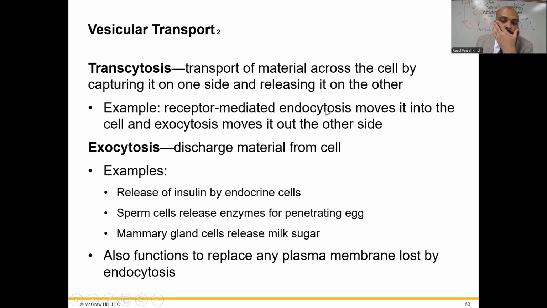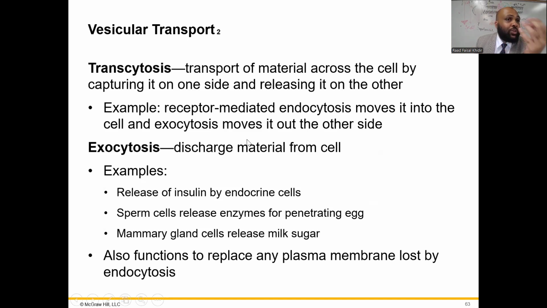Transcytosis. Transcytosis is the transport of material across the cell by capturing it on one side and releasing it on the other. An example is the receptor-mediated endocytosis moves it into the cell and exocytosis moves it out. Who did I say is responsible for packaging, like a warehouse in the cell, to send out material outside the cell or repackaging? What organelle is responsible for that? I'm sorry? What's the name of the organelle that is responsible for packaging? The Golgi body. Excellent.